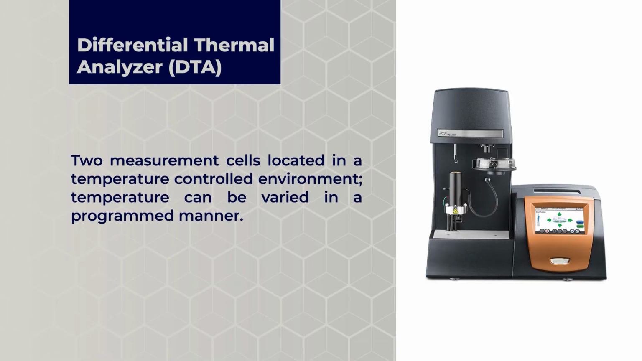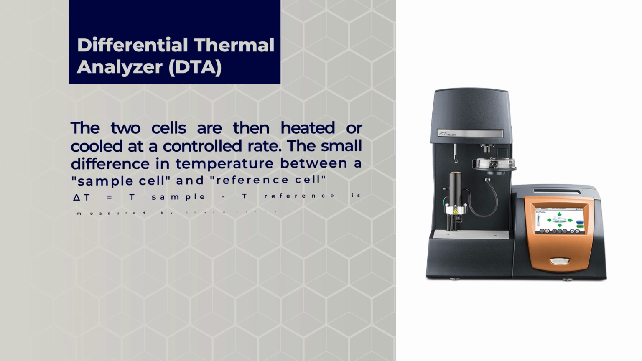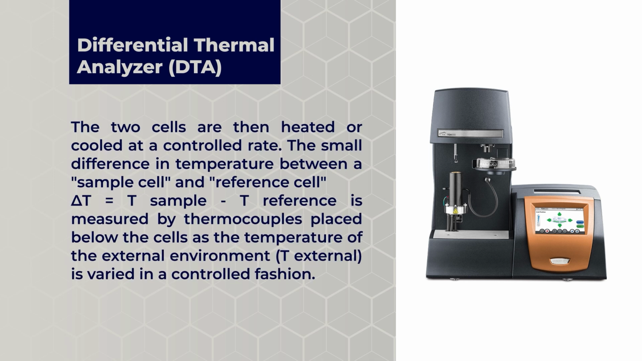How is it done? We have two cells. In one cell, we take the sample. In the other cell, we take the reference material, for example, alumina. In both the cells, there is a thermocouple. Both the cells are heated at a control rate. The small difference in temperature between the sample cell and the reference cell is delta T, and that is what is recorded.